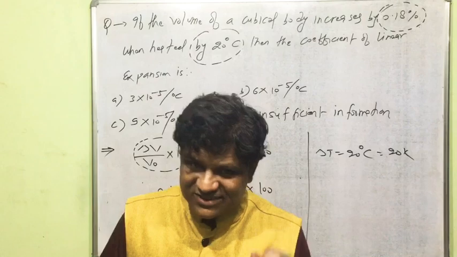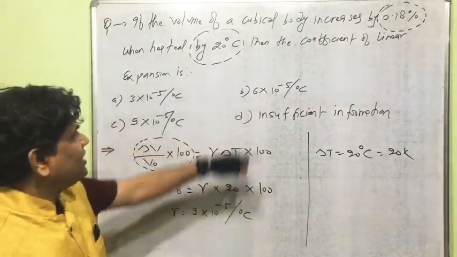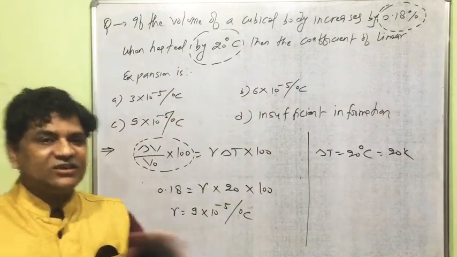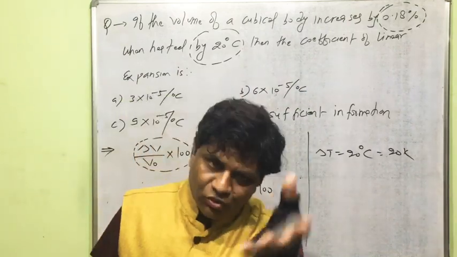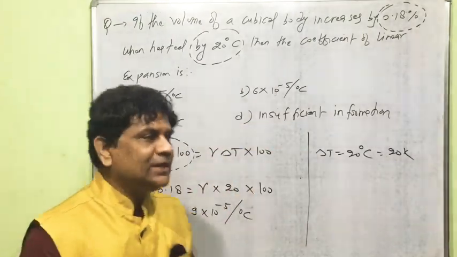But what is the asking part of the question? It is not asking gamma. What is it asking? Alpha, the coefficient of linear expansion. Alpha is asked, not gamma. Yes, you all know that gamma is equal to 3 alpha.